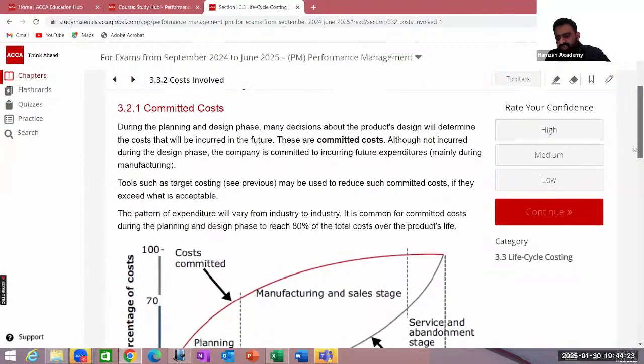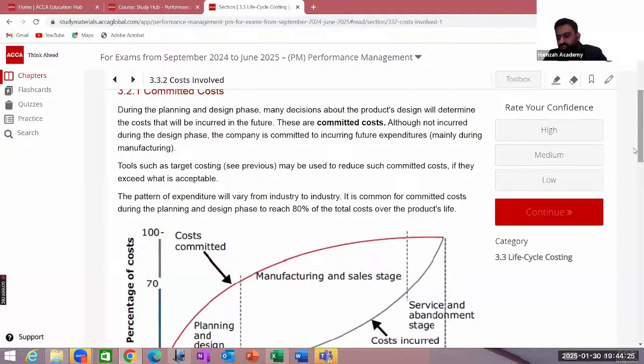During the planning and design phase, many decisions about the product design will determine the cost that will be incurred in the future. These are committed costs, although not incurred during the design phase. The company is committed to incurring future expenditure, mainly during manufacturing. Tools such as target costing may be used to reduce such committed costs if they exceed what is acceptable. The pattern of the expenditure will vary from industry to industry. It is common for committed costs during the planning and design phase to reach 80% of the total cost of the product lifecycle.